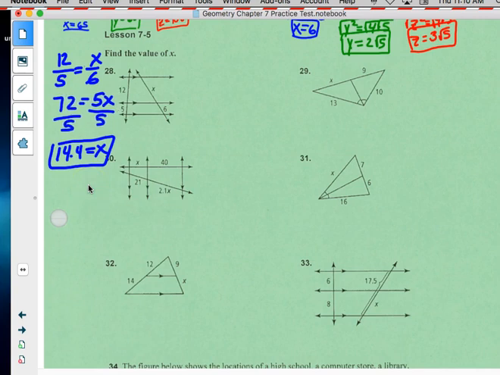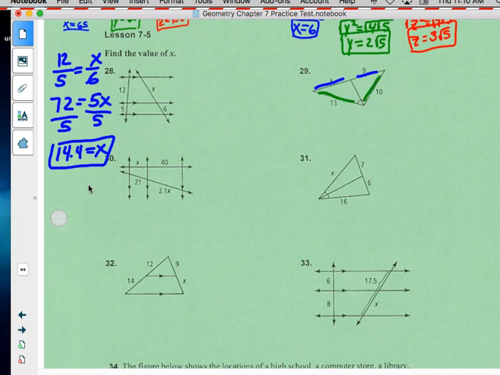Let's see what we got going here. Make sure 12 is 72, 5 divided by 5. Yep, okay. Now in this next one, I've got an angle bisector, and the angle bisector states that these are proportional and these are proportional.